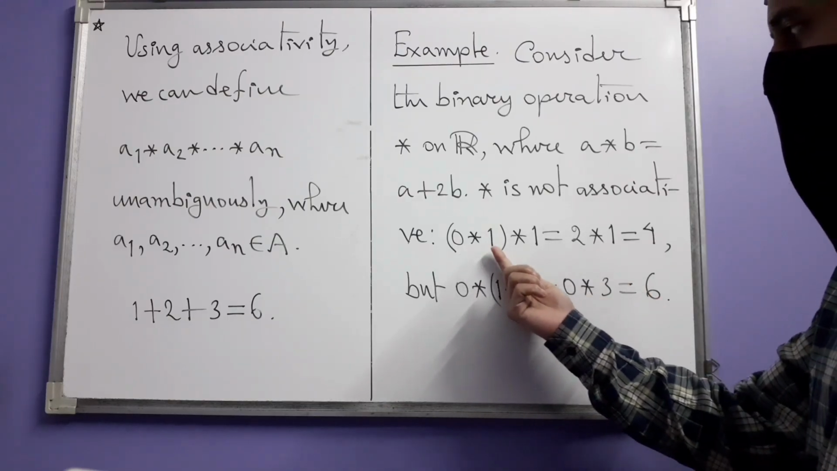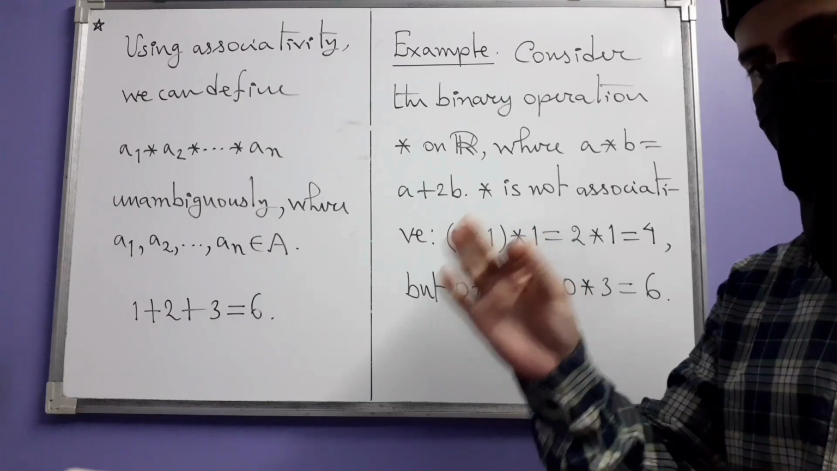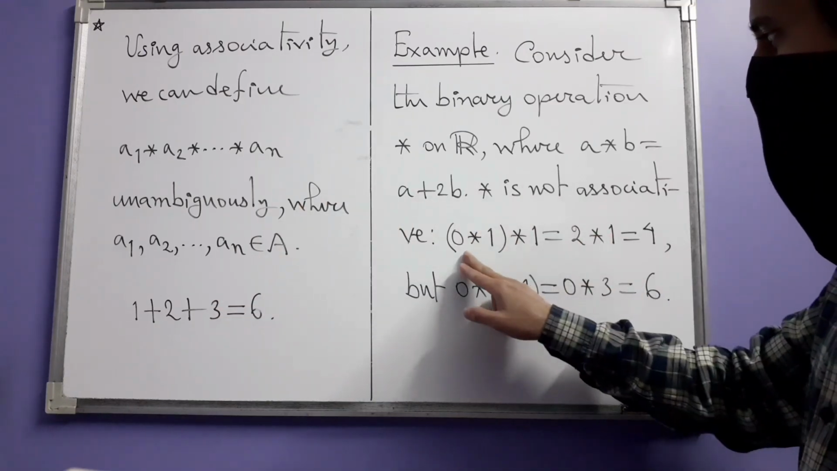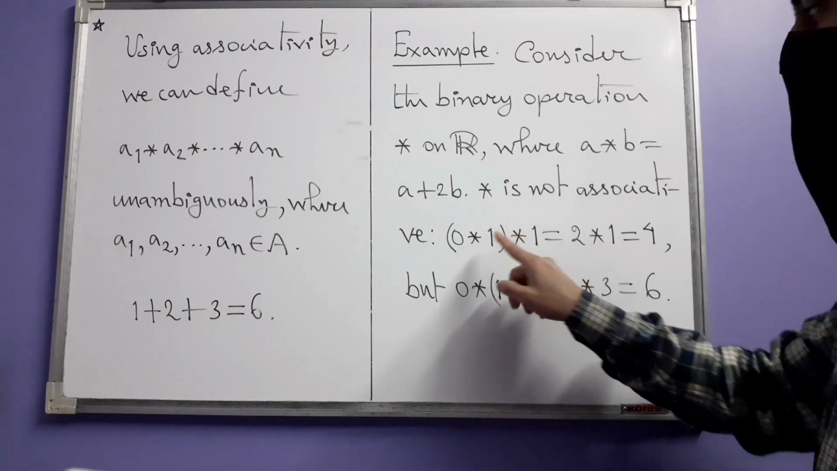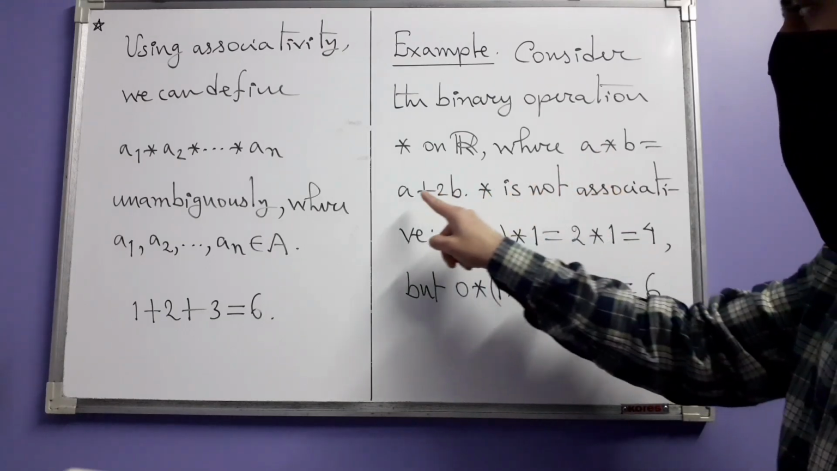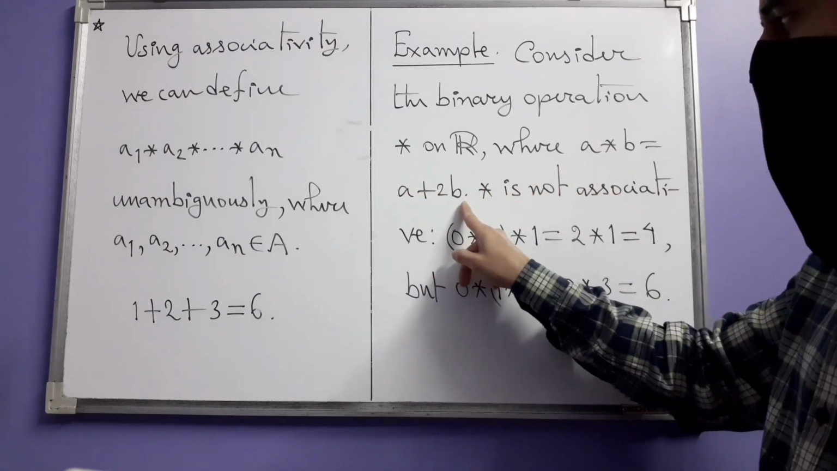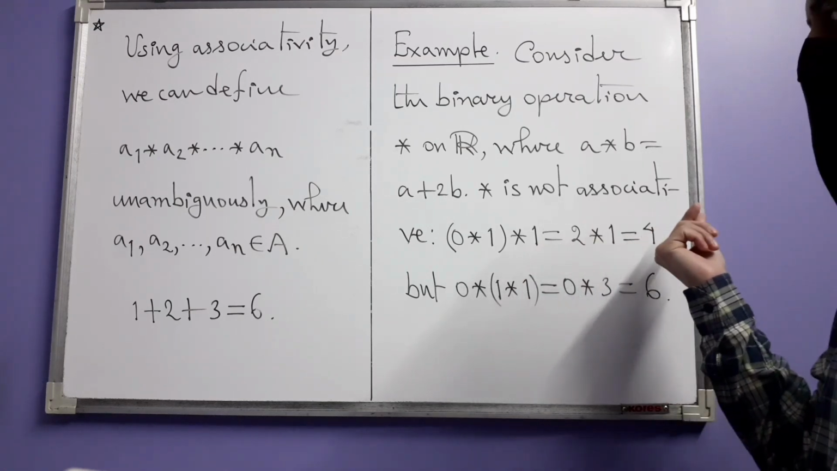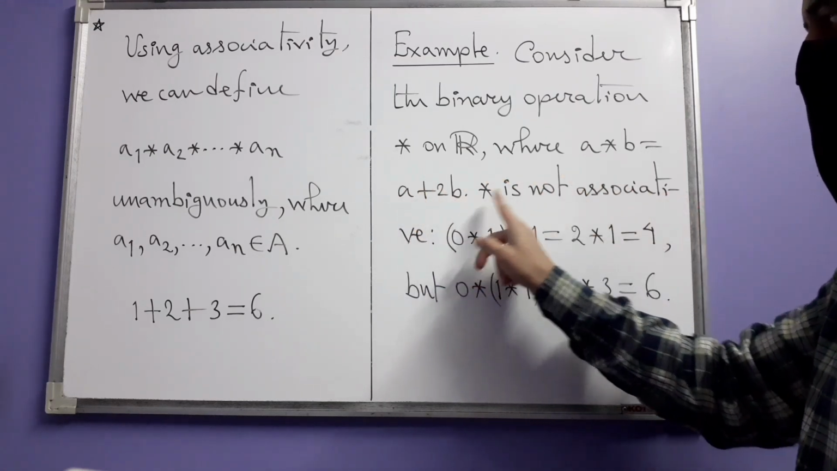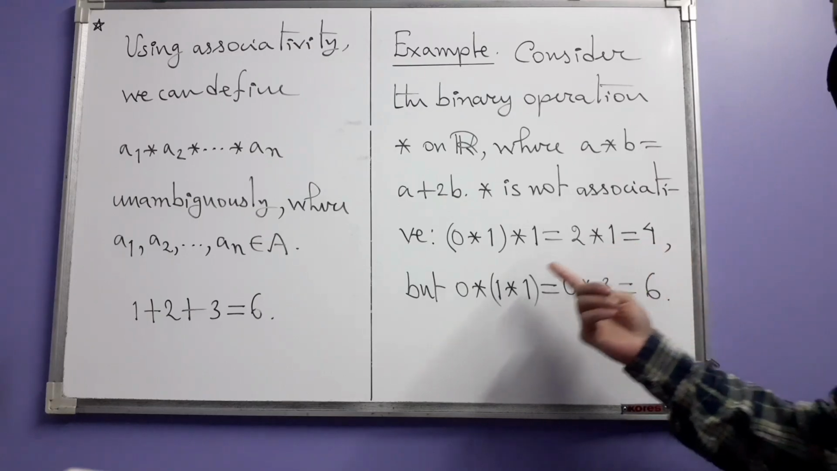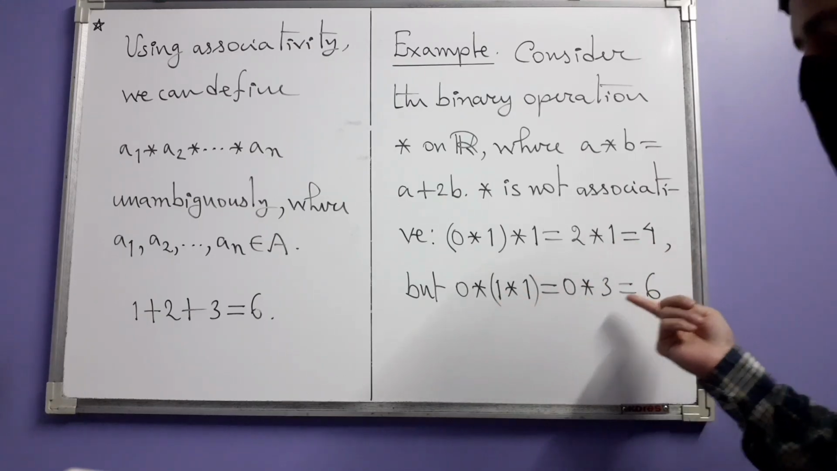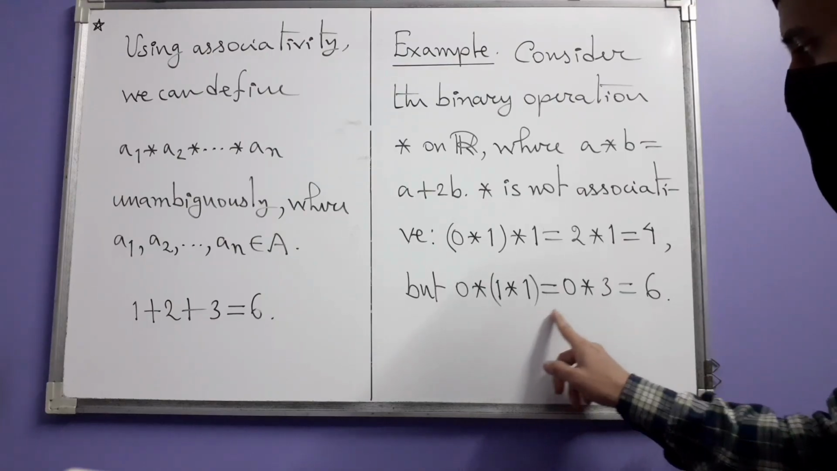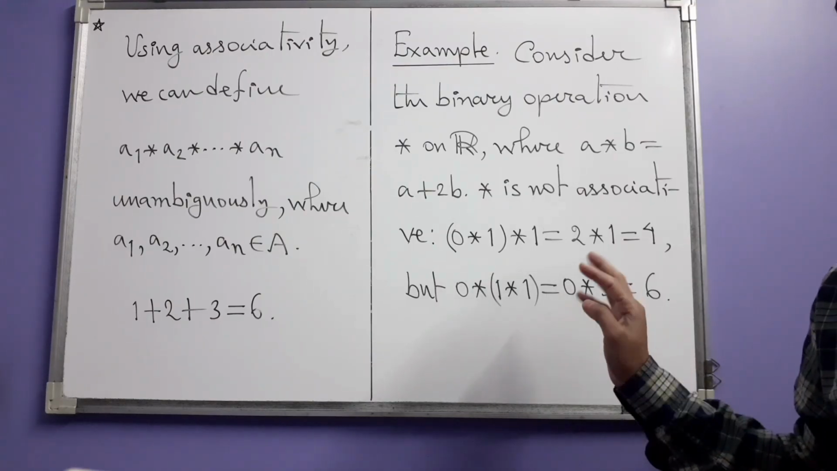We consider 0, 1 and 1 in place of a, b and c in that associativity equation. Say you calculate this. What is 0 star 1? 0 star 1 is 0 plus 2 times 1. That means it's 2. And 2 star 1 is 2 plus 2 times 1, that is 4. Whereas if you do this calculation, 0 star (1 star 1), then you can easily see that this is 6. They are not equal.